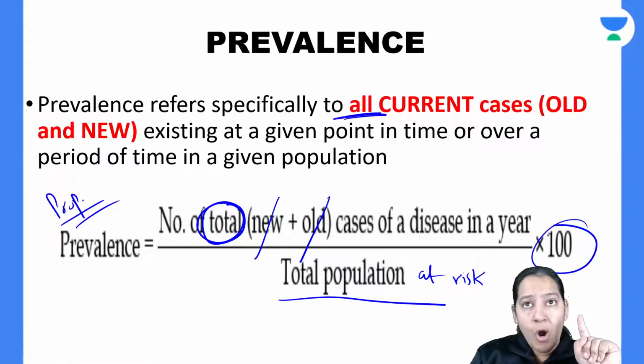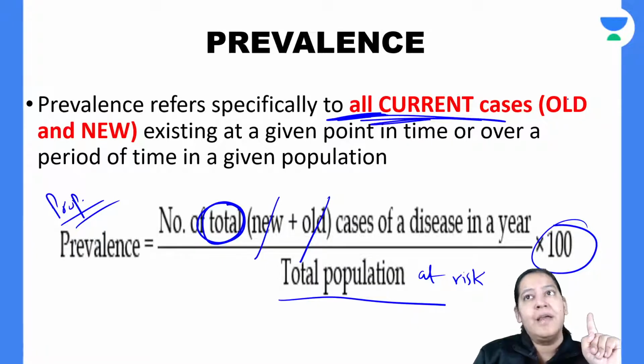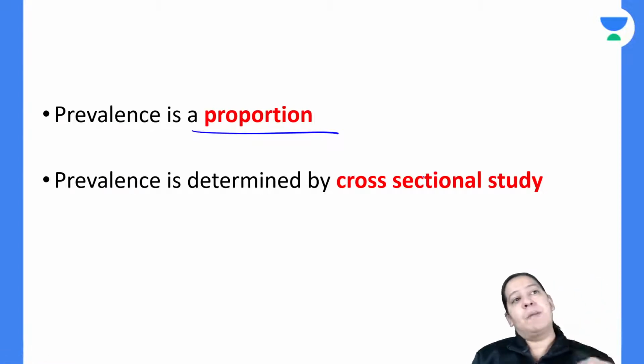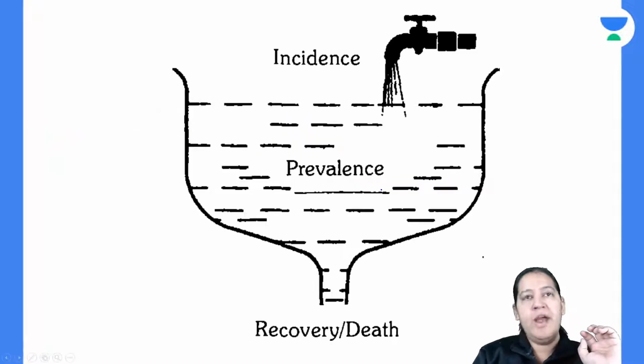So it includes all current cases, including old as well as new. Have you got it? Including old. So that's why it is a proportion. So incidence is a rate, prevalence is a P for P. Prevalence is a proportion, right? Give me a thumbs up.